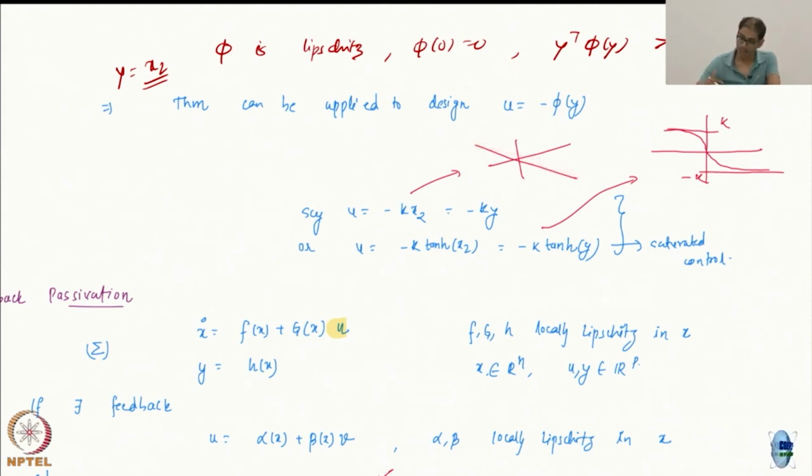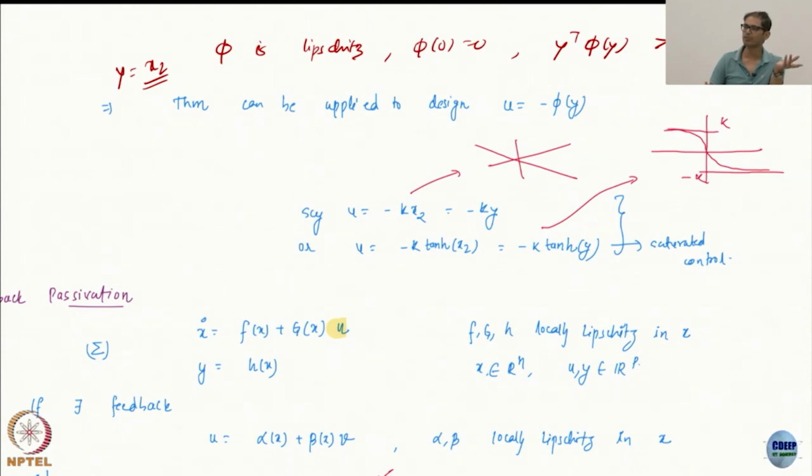But I can do even better, I can actually design a saturated controller, which is again something that a lot of engineers care about, that the control does not have large magnitudes. So, all I need to do is satisfy these properties. Instead of choosing k x2, I take k tan hyperbolic x2. What does the tan hyperbolic function do? It takes any argument and it fits within plus minus 1. It is a saturation function, a smooth saturation function.